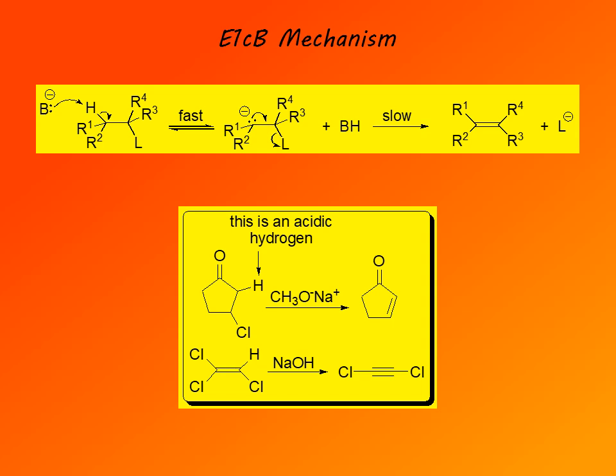In the second example, we have trichloroethene as the substrate. In this case, the proton is acidic because of the presence of three electron withdrawing substituents, three chlorine atoms. And so for that reason, the proton can be easily removed by a base such as hydroxide, and then a chlorine is removed from the neighboring carbon. In this case, the product is the corresponding alkyne.